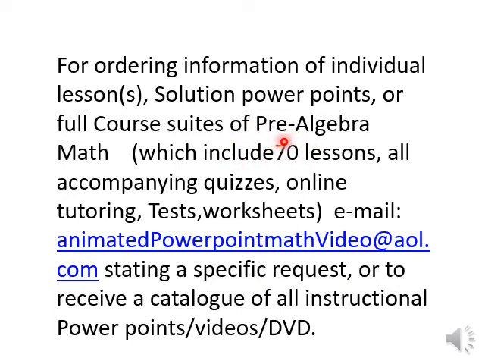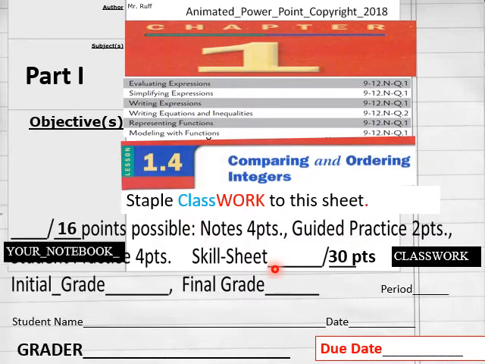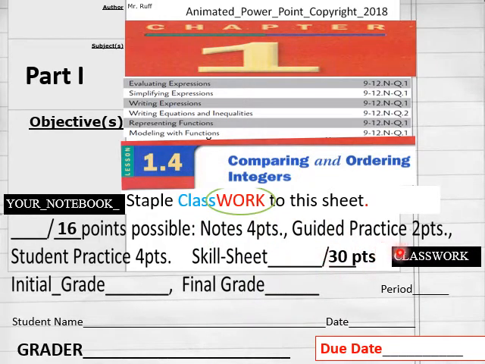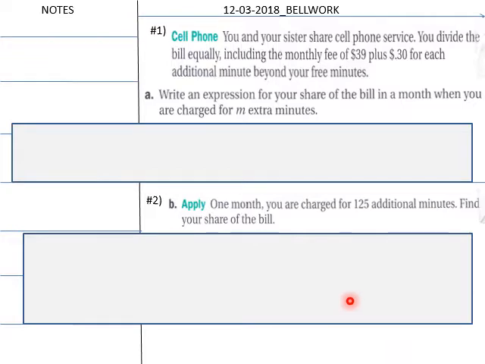Hello everybody, we're getting ready to do lesson 1.4, part 1, pre-algebra math today. The classwork sheet has 30 points on it. Have that out in front of you. Your notebook will have 16 points worth of notes to take. Name, date, period, students, on your classwork sheet. Due date for onliners and homeschoolers.